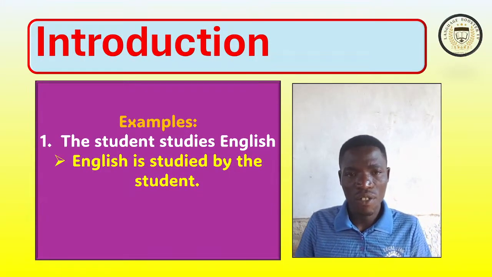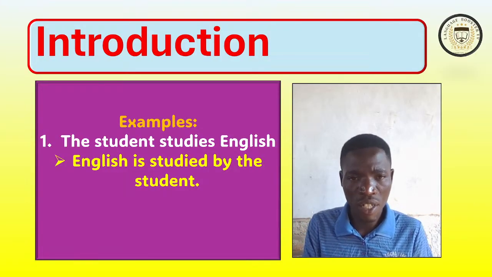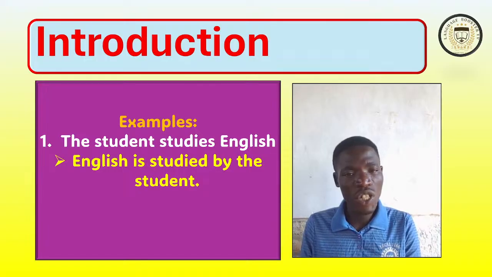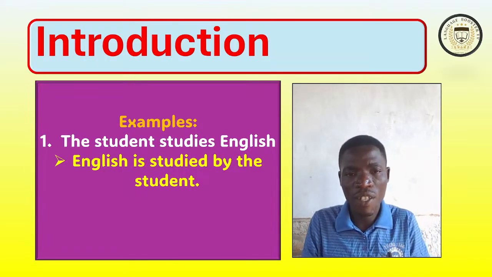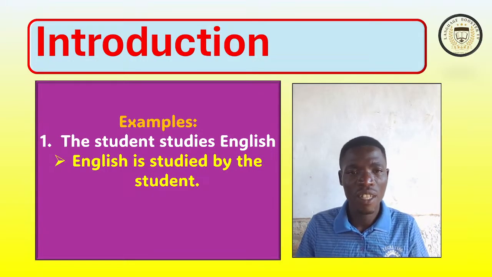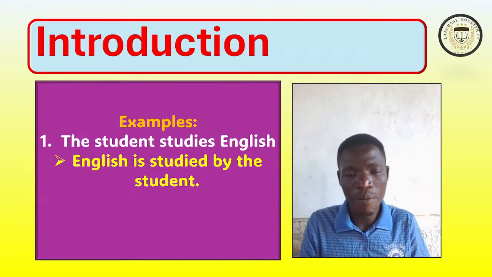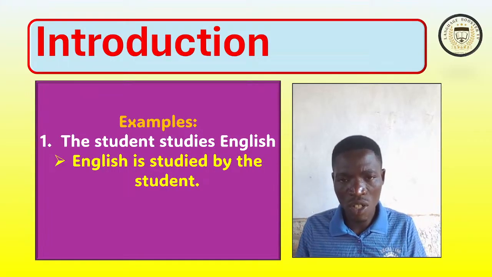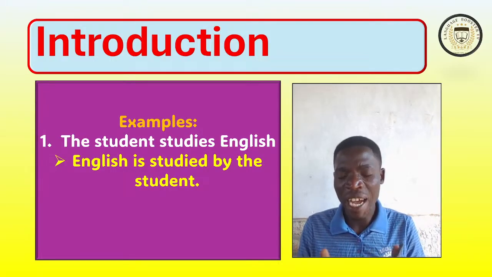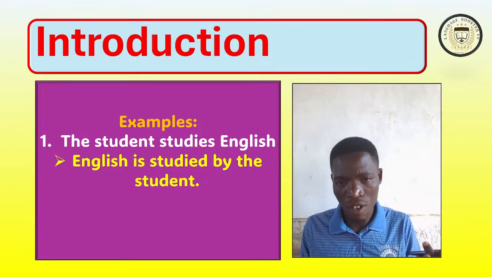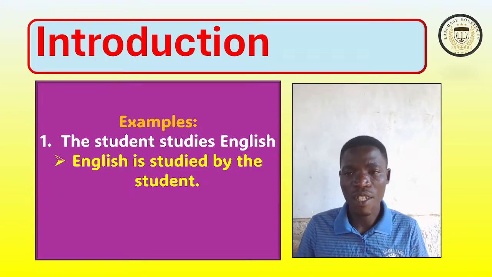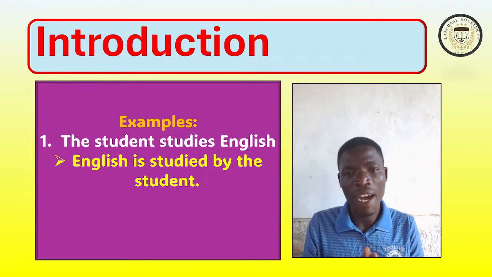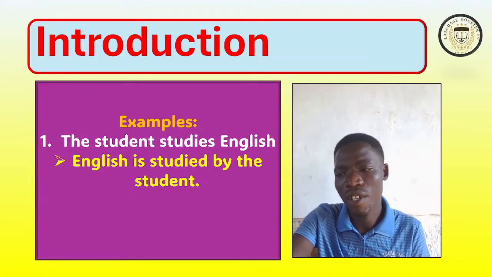Let us try to see examples. The student studies English. You have seen that this sentence is in active voice. When we put it in passive voice, English is the object, which comes first and serves as the subject. Then we put verb to be in present simple because the action verb studies is in present simple. Then we add the past participle of the main verb study, which is studied. Then by plus the subject, the student. English is studied by the student.